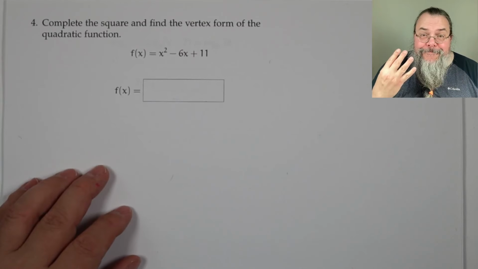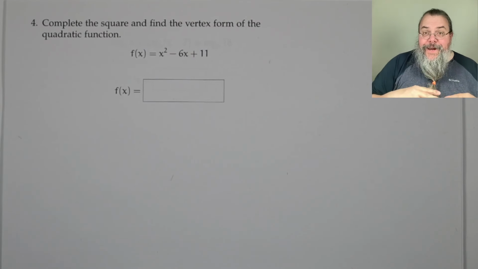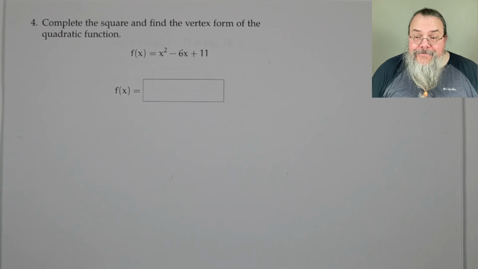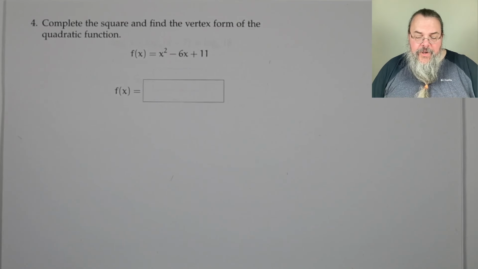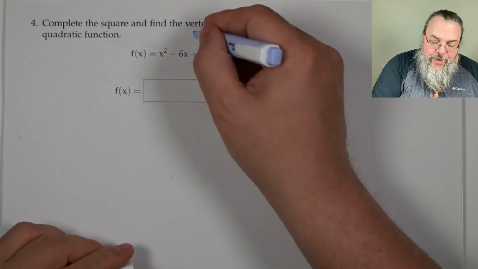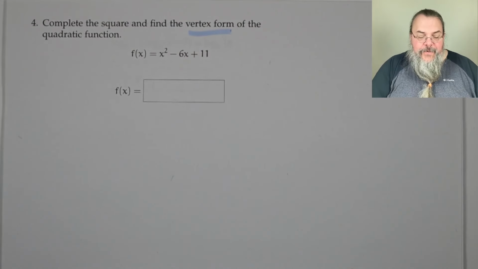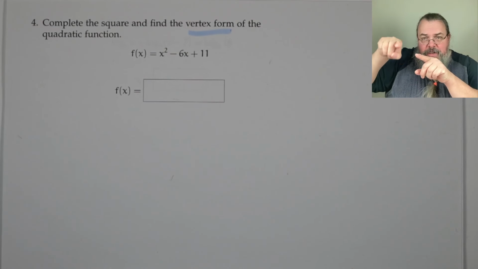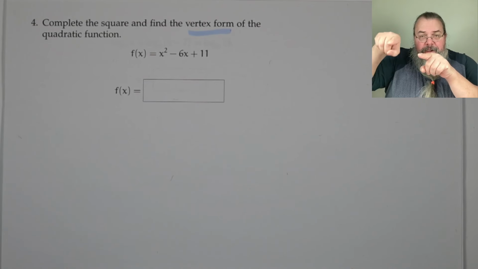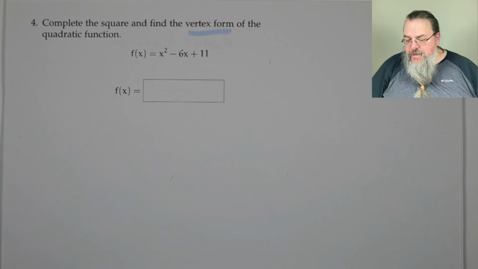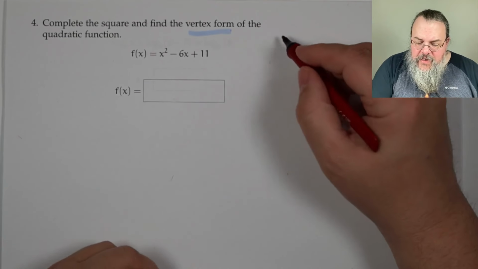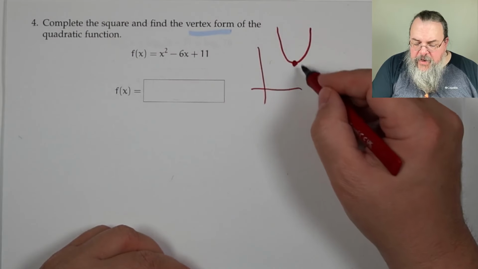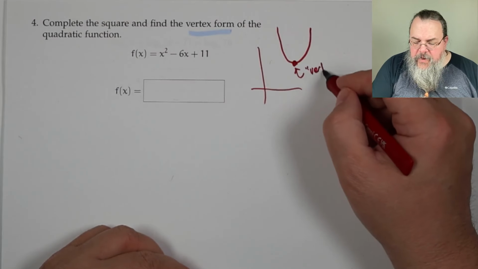Number 4, complete the square and find the vertex form of the quadratic function. Okay, so let's talk about what vertex form is. If you think about a parabola, there's this bottom-out point, this bottom piece of the parabola. If you were to draw it, this point right here is what we call the vertex.